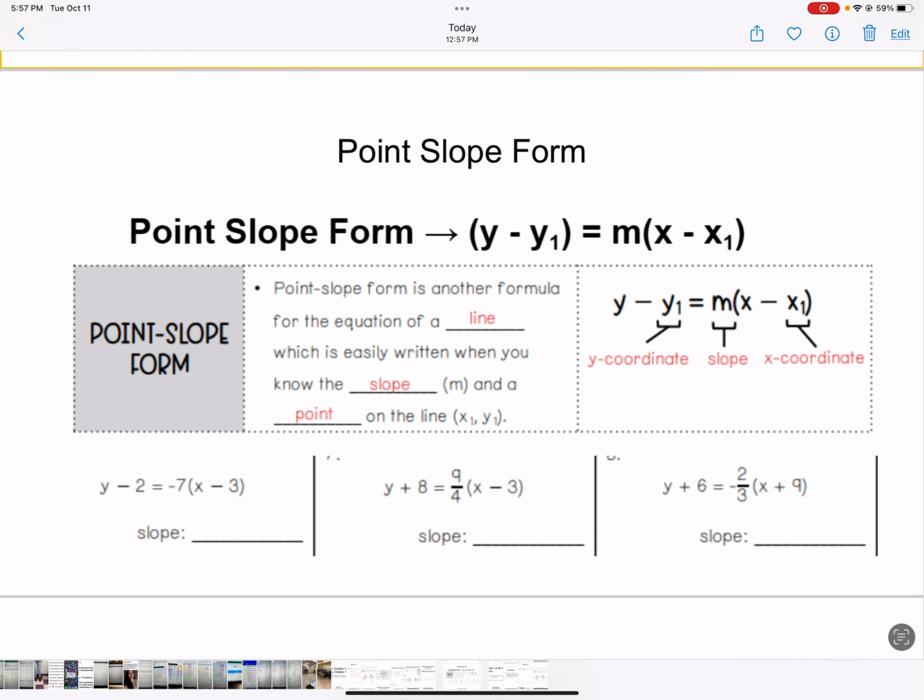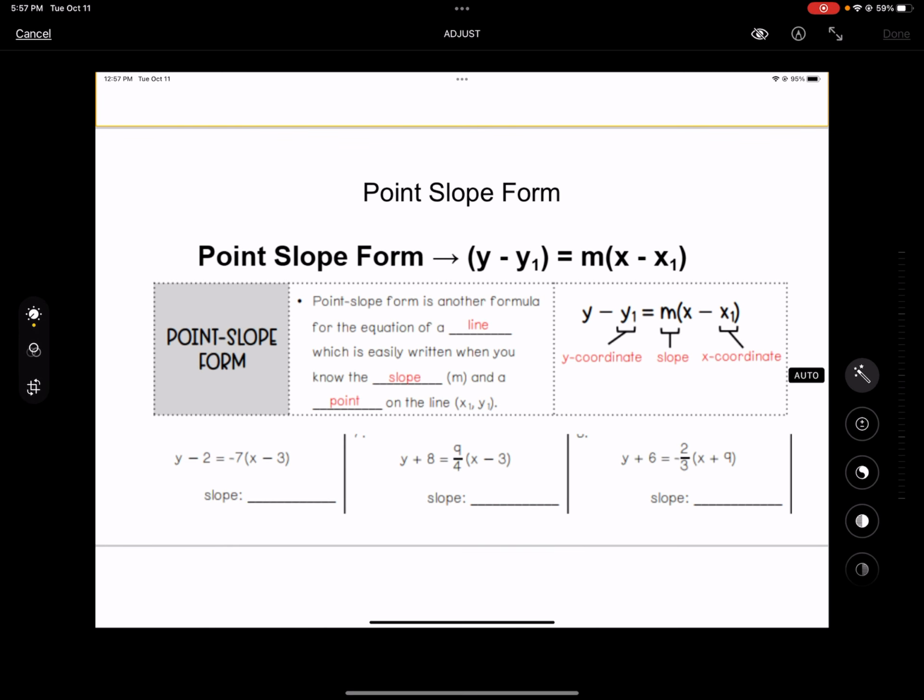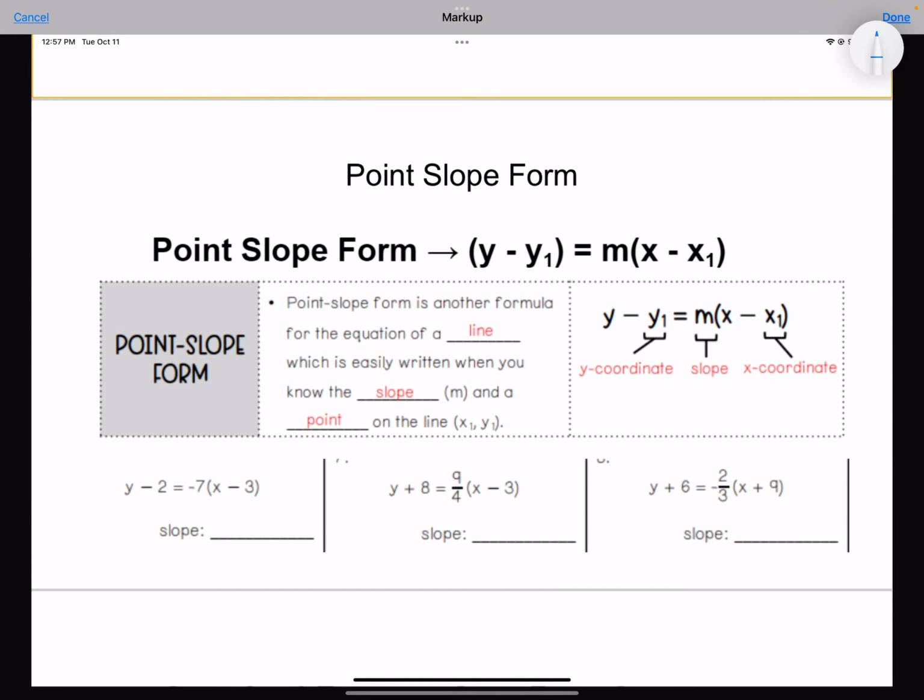In algebra, we have two more forms of linear equations. We have point slope, and then we have standard. Point slope is when you are given, and we're going to practice this more in the next couple of weeks, a point on the line and the slope.